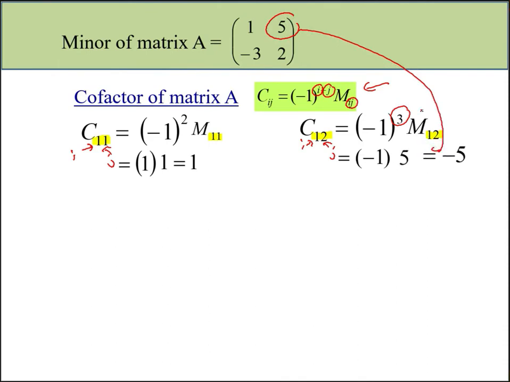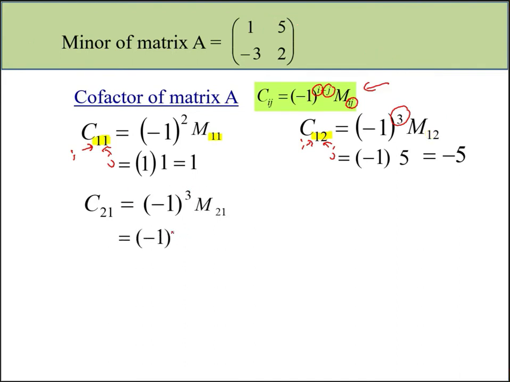Do the same for cofactor of 2, 1. You replace the power with 2 plus 1 and you get 3. The minor that we want to look at is the minor of 2, 1. And then, since the power is odd, we get a negative value, and then the minor that we are looking at is minor of row 2 and column 1. The answer is -3. Multiply these two, you get 3 for the cofactor.